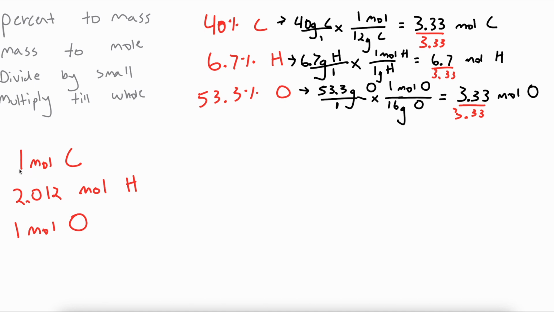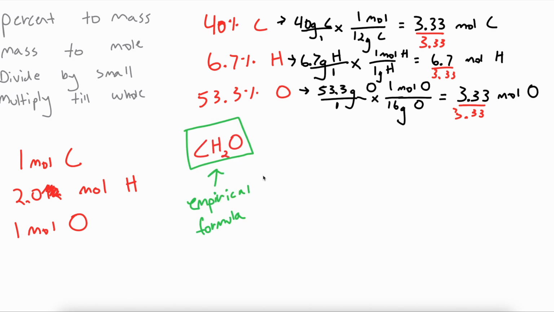However, if you take a look, 1 is obviously a whole number, and 2.012, well, that's pretty much a whole number. We're not going to multiply that out. We can just pretend that's a whole number. Same with 1, that's also a whole number. So the final empirical formula for this is CH2O. And hey, look at that. That's the empirical formula for fructose. So that's how you would solve empirical formula questions.